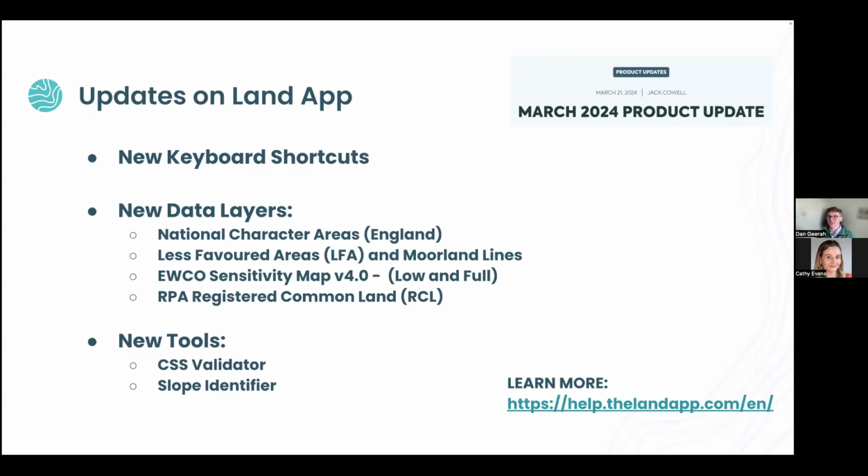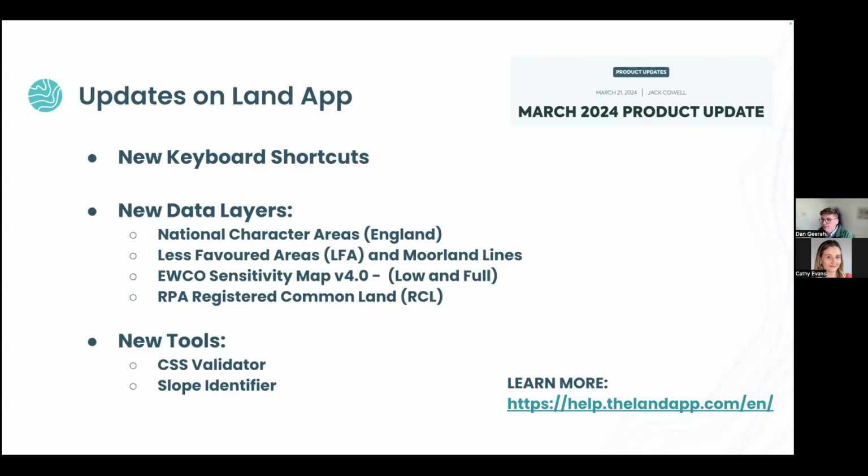And so this hasn't been advertised yet. You're the first people to know, but eagle-eyed viewers would have noticed in the Land app now, you can access a couple of other popular requested data. National character areas for England are live. The less favoured areas and the moorland lines is now live from the Rural Payments Agency. The new England Woodland Creation sensitivity maps are live, so you can see areas of low sensitivity and the full sensitivity map. And that's particularly in relation to the new fast track scheme that they've released. For anyone going down that route, it will hopefully be familiar. And we've also updated and released the new registered common land data layer as well.